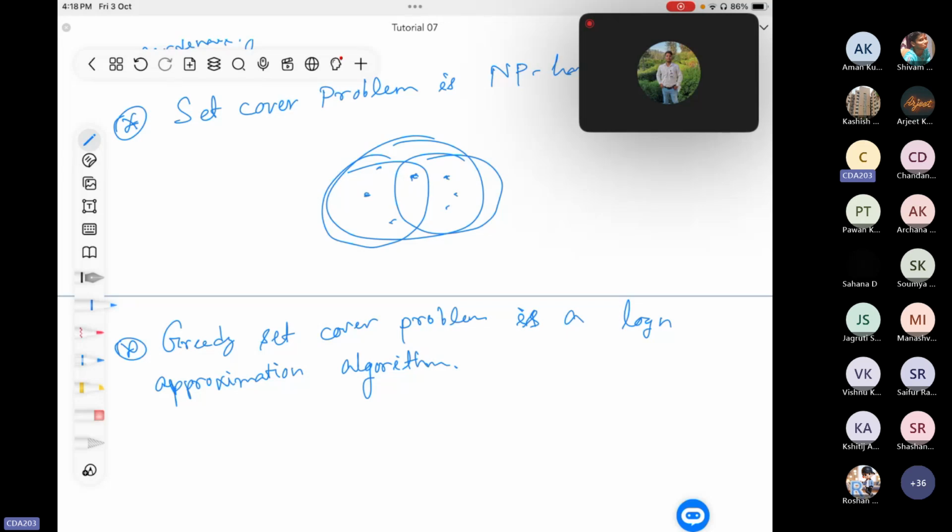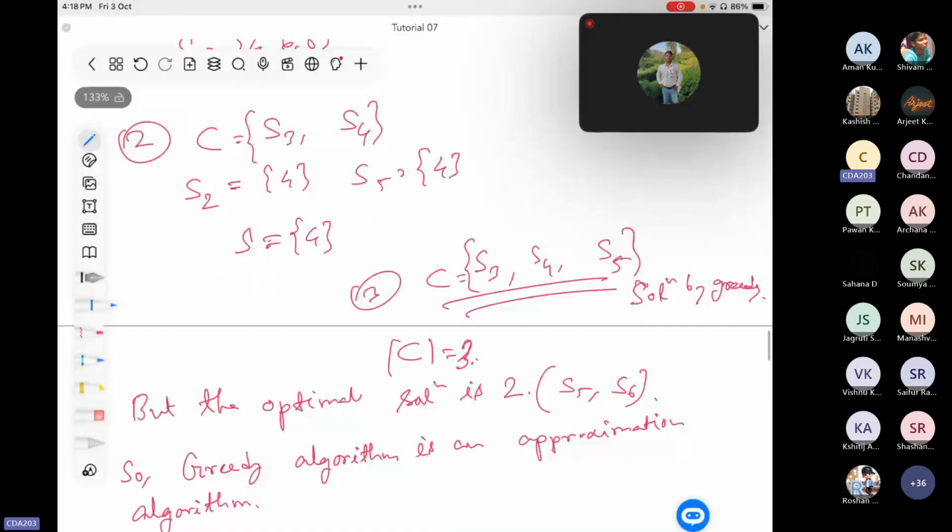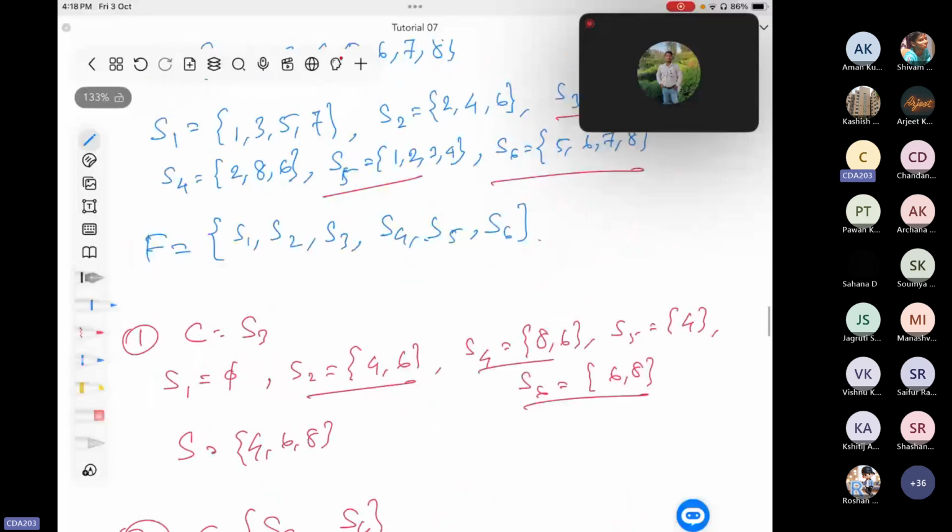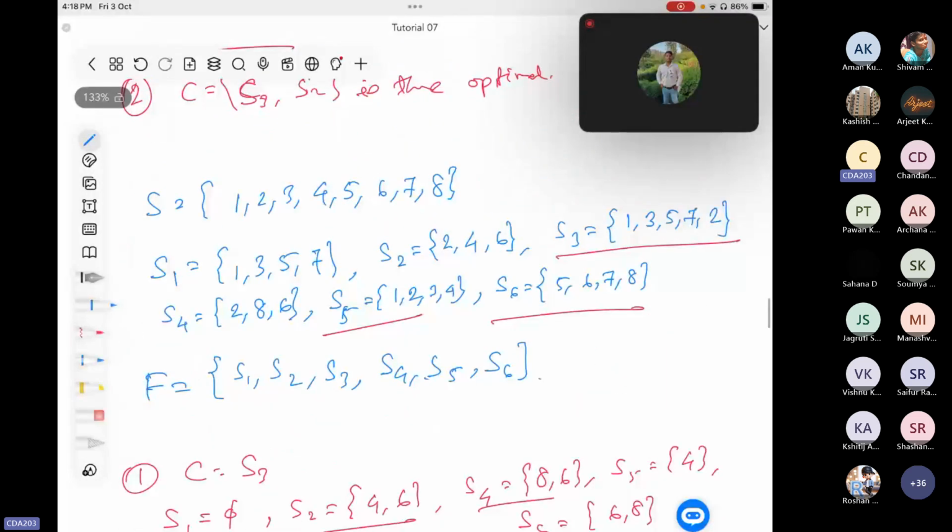Greedy means the choice. If you look at the algorithm, what are we doing in each step? We are choosing the maximum size set. So we are greedy about our choice. I'm solving this problem with the best possible solution for the current situation. I look at the whole collection and find that this one covers the most elements, so I'll take this one in the solution.